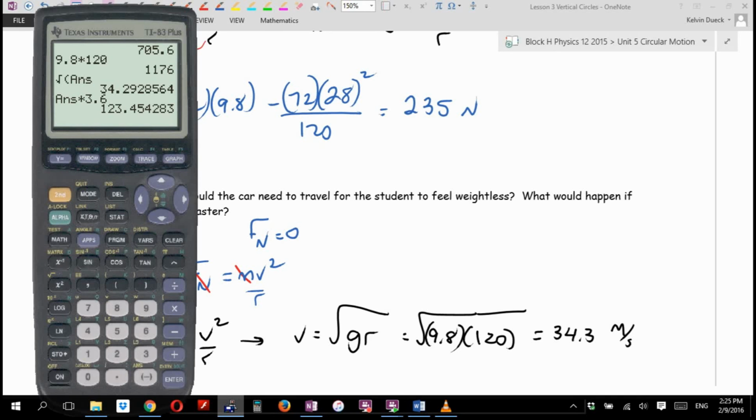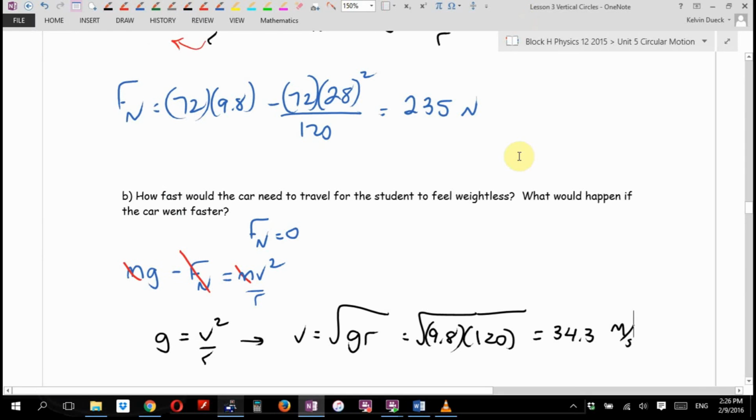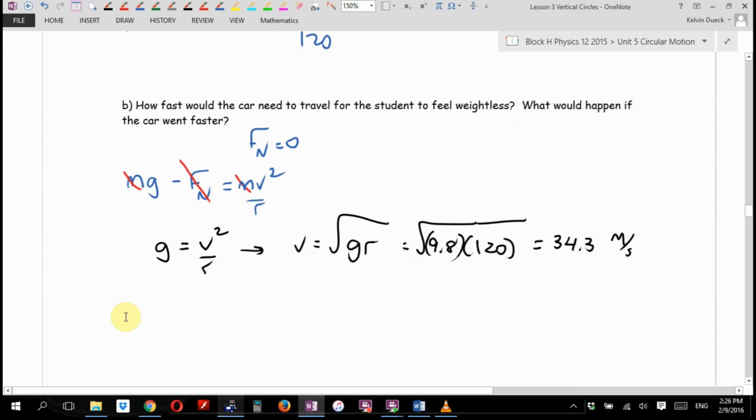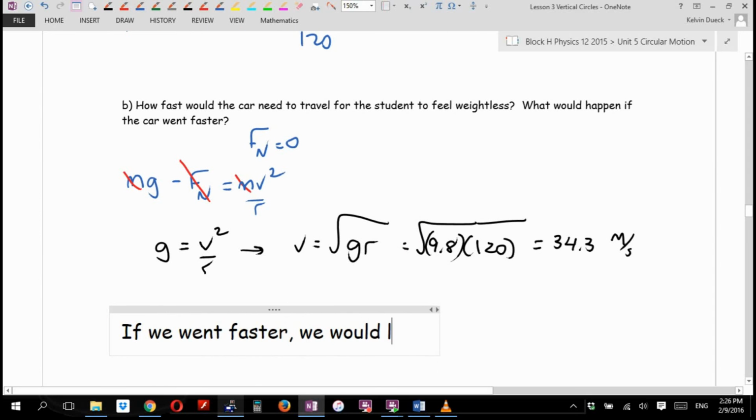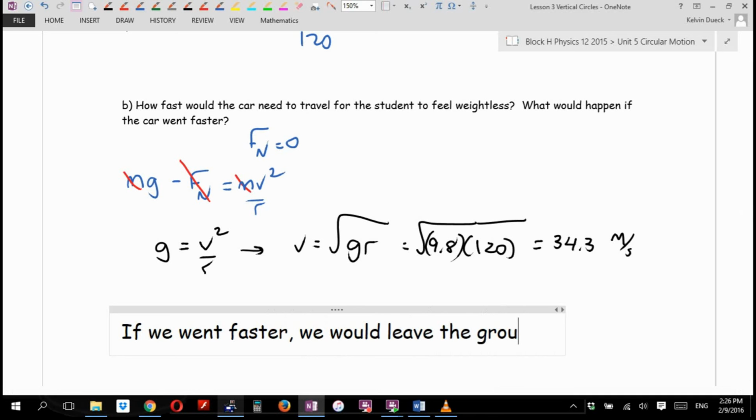What would happen if you went faster? You leave the ground. The car would, because now there'd be a net force pushing it away. Okay? If we went faster, we would leave the ground.